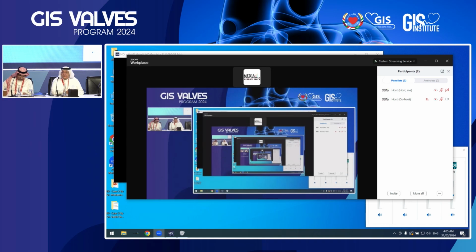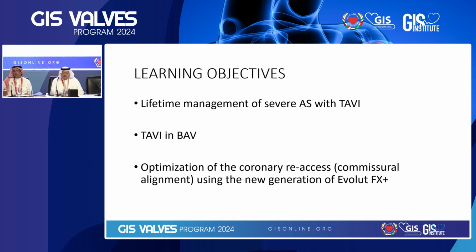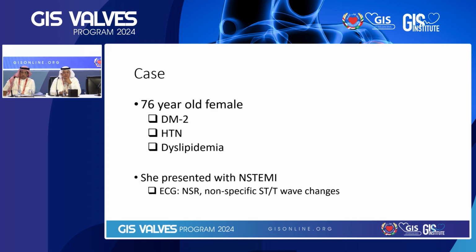This case is actually designed to be live in a box, but it's going to be more interactive. We have both audiences available today. The learning objectives from this presentation are: talking about the management of severe aortic stenosis using the TAVI platform; TAVI and bicuspid aortic valve; and optimization of the coronary access using conventional alignment with the new generation of Evolut FX. So it's going to be done through a case presentation.